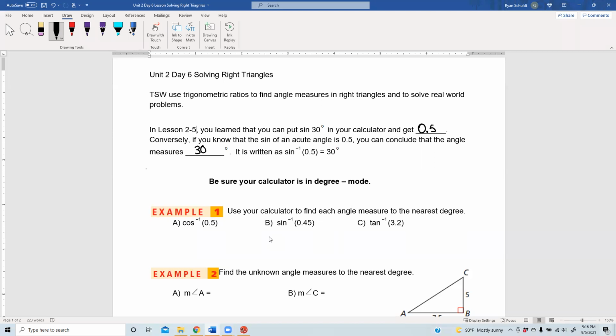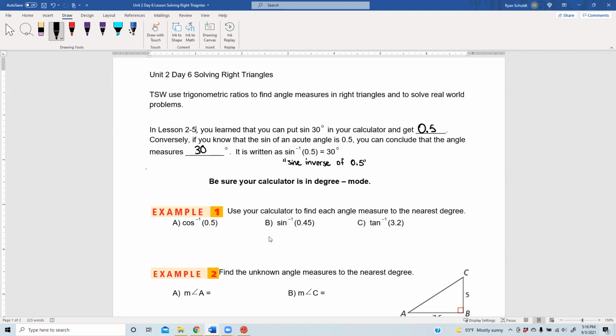This is called the sine inverse. That's what the -1 means. So the sine inverse of 0.5 equals 30 degrees. I knew the ratio, then I could take it and get my angle. Again, make sure your calculator is in degree mode or you're not going to have a good day.